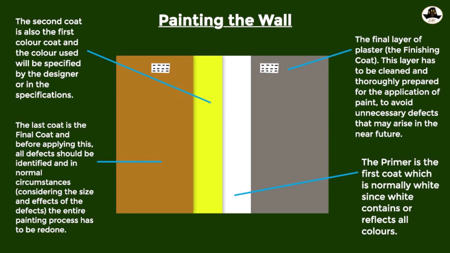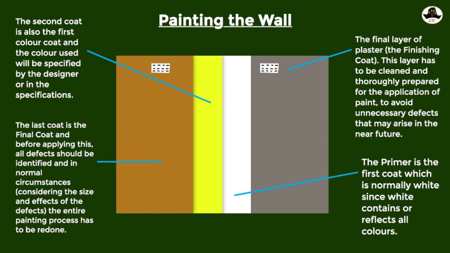So let's start with the plaster. The final layer of the plaster is the finishing coat. This layer has to be cleaned and thoroughly prepared for the application of the paint to avoid unnecessary defects that may arise in the near future. So we have to ensure that, one, it's very dry. The other part is we also have to ensure that it's smooth and leveled.